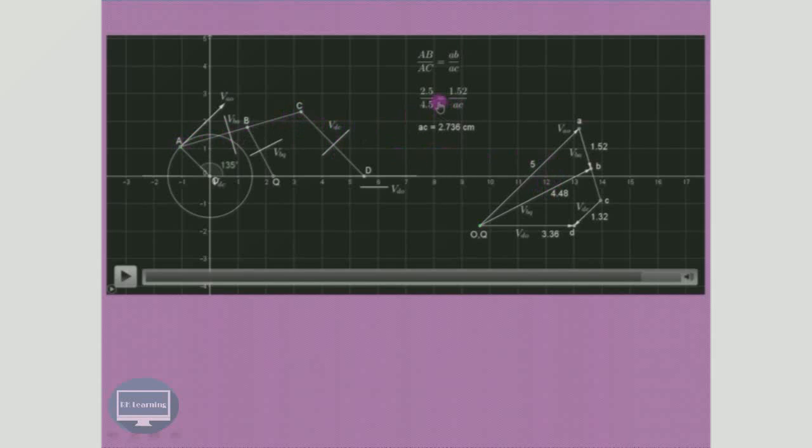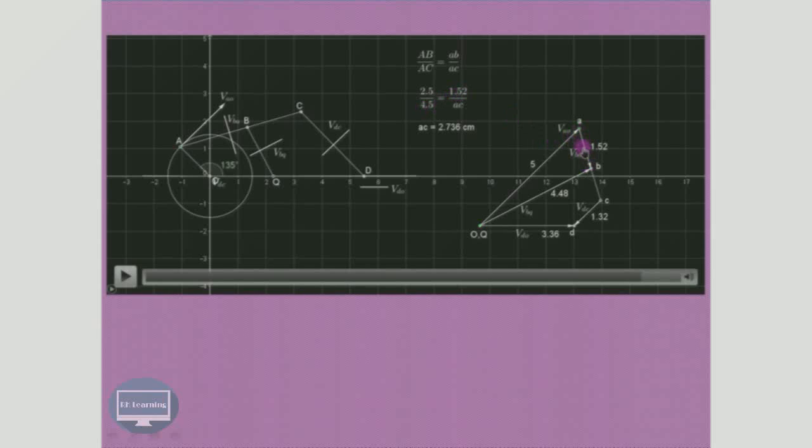So by taking ratio and proportion, AB upon AC on the space diagram must be equal to AB divided by AC on the velocity diagram. So AB is known, that is 2.5. So this length is 2.5 centimeter by scale. AC length is 4.5 centimeter by space diagram scale.